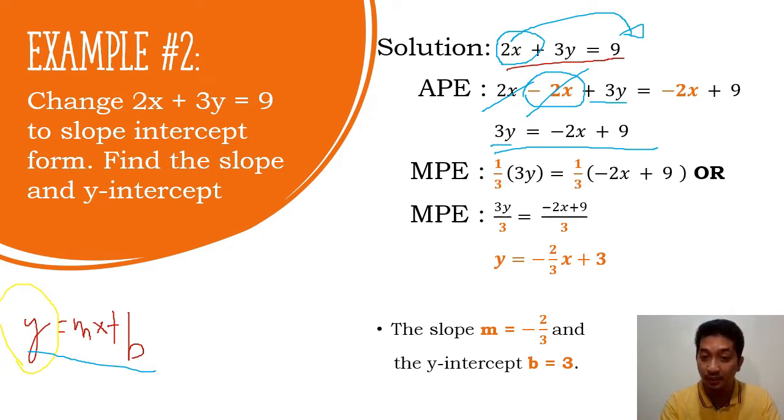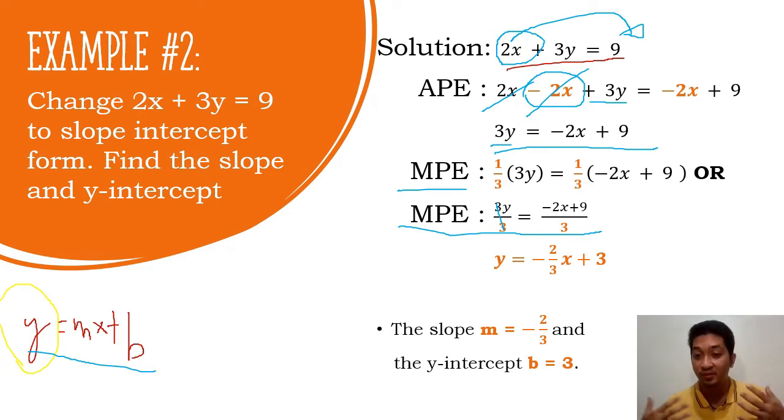Or you can use MPE with 1/3 times 3y, or both sides multiply it by 1/3, but I think this one's the easiest. Look at the numerical coefficient. So, the numerical coefficient of y is 3. Divide mo lang both sides of the equation with 3 para makancel mo yung 3. So, matitira mo na lang is y, kasi 3y divided by 3 is y. Equals negative 2x plus 9, divide mo yun sa 3.